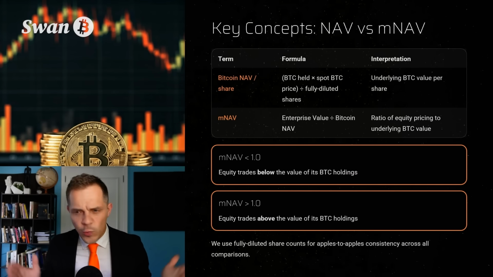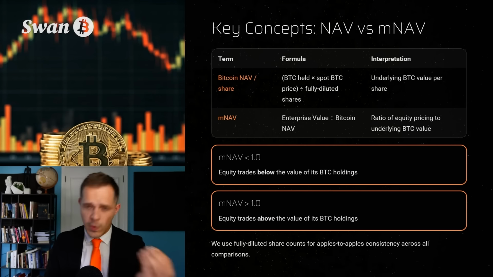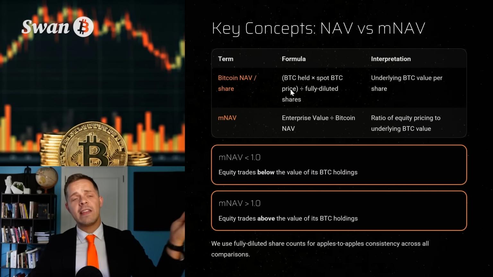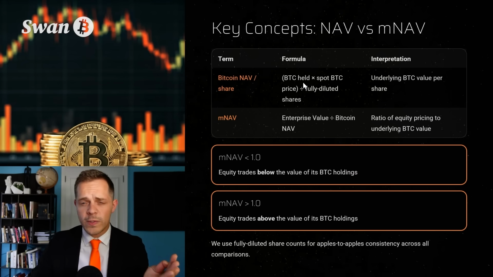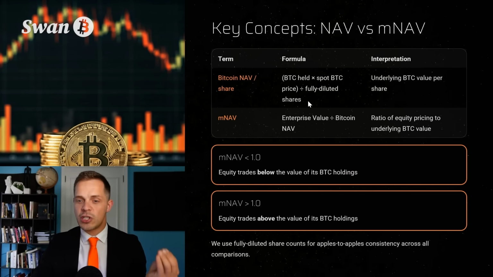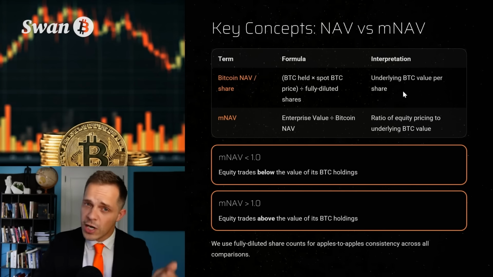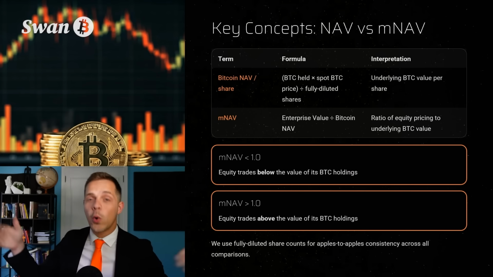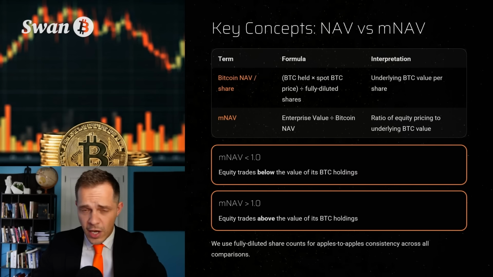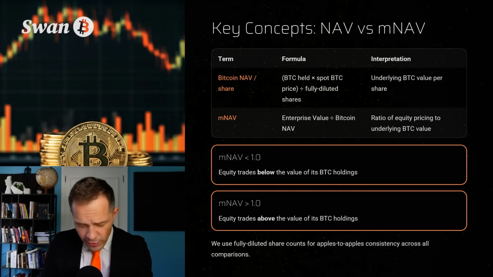We gotta lay the groundwork with core definitions and formulas so everyone is speaking the same language. First is the Bitcoin net asset value. We're gonna take the number of Bitcoin a company holds, multiply it by the current price of Bitcoin, and then divide it by the fully diluted share count. The result is an underlying Bitcoin value attached to a single share, also known as BPS, Bitcoin per share. So as an example, if a company has 4,000 Bitcoin and the Bitcoin price is 112,000 and they have 48 million shares, that would mean each share would carry $9.30 of embedded Bitcoin value.